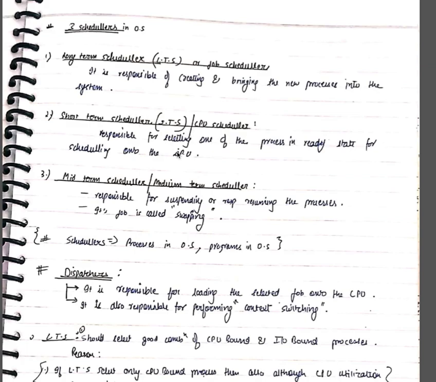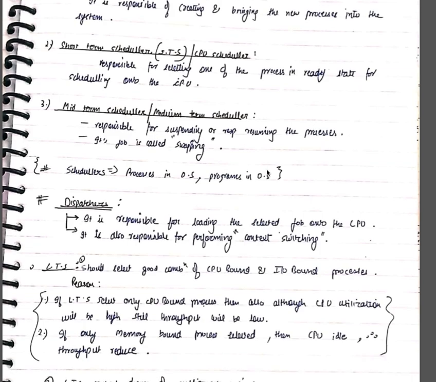Short term scheduler, it is responsible for selecting one of the process in the ready state for scheduling onto the CPU. Now, I have shown you in the ready queue many process can reside, right? Remember, in the ready queue many process can reside, but in the running state only one process will be running at a single instance of time. So from ready state to the running state, who assigns it? It's the work of the STS. The process selection will be done by the STS.